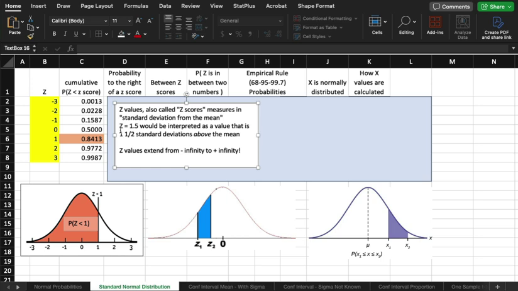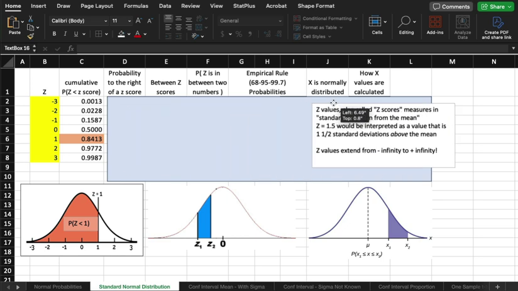So for example, if we had z equals 1.5, because you can take on any integer or decimal value at all. So z values can extend from -infinity to +infinity, right? It's continuous. So it can be any decimal value at all. So if we had z equals 1.5, we would interpret that as 1.5 standard deviations above the mean. That's what that number means or represents.